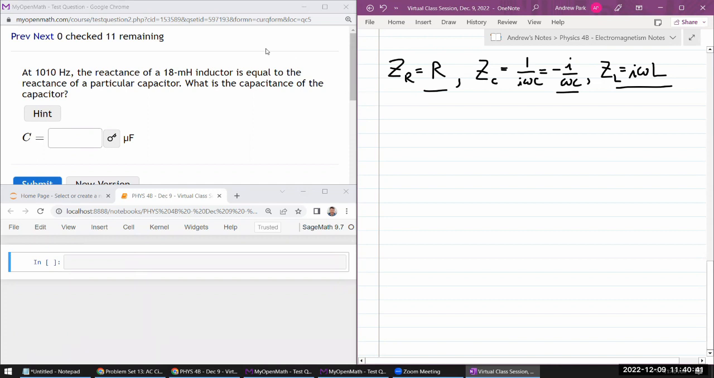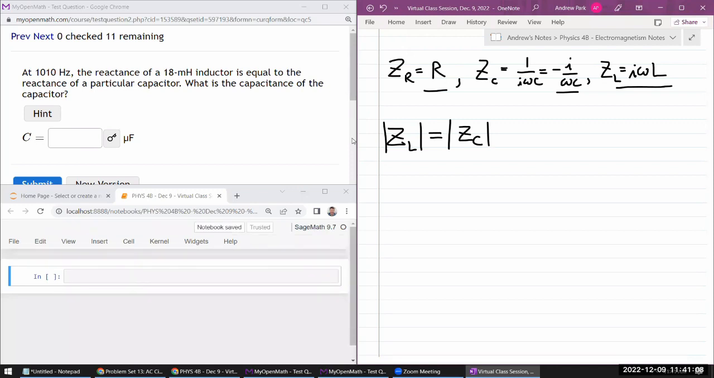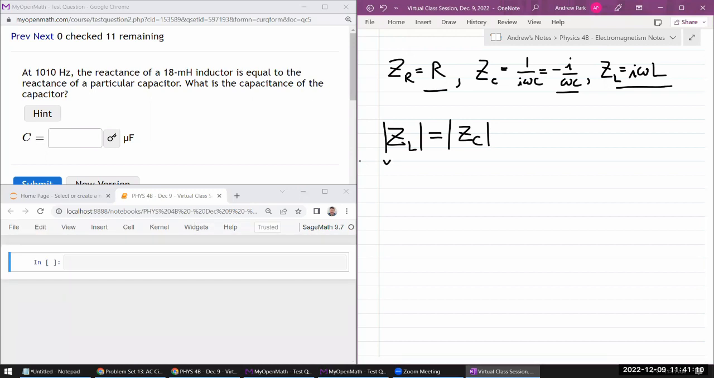So the question says, at 1010 hertz, the reactance, by which they mean the absolute value of the impedance, of an 18 millihenry inductor is equal to the reactance, again the absolute value of the complex impedance, of a particular capacitor. What is the capacitance of the capacitor? Okay, let me set up the equation. So this is the information that the question gave us.